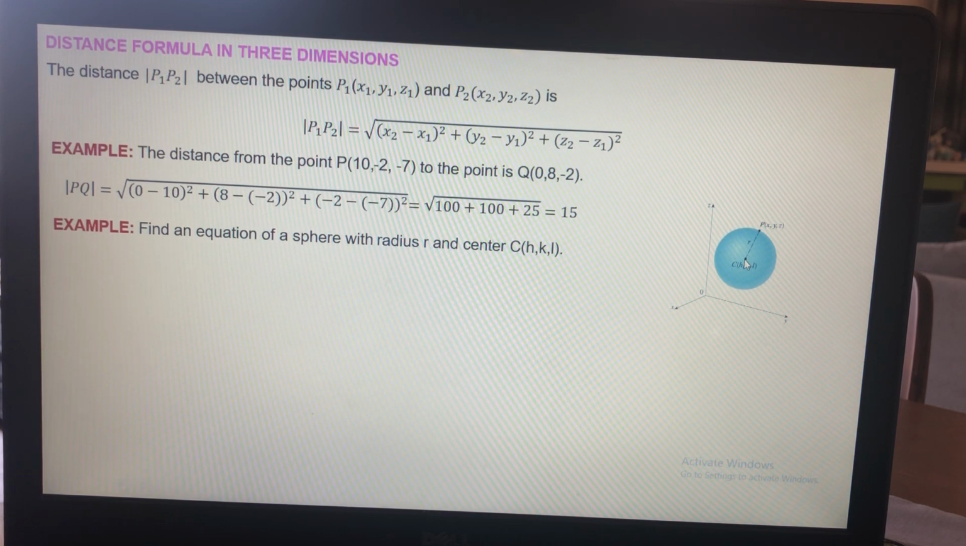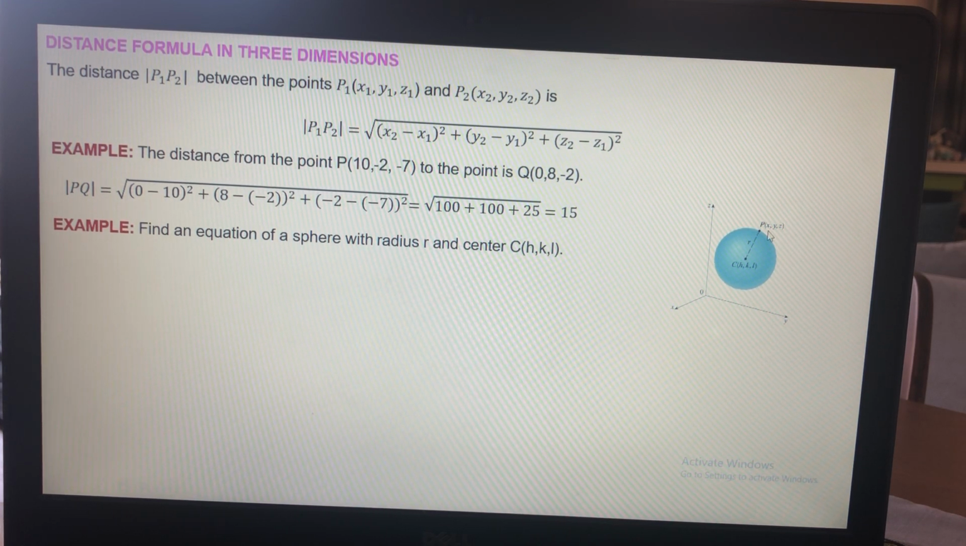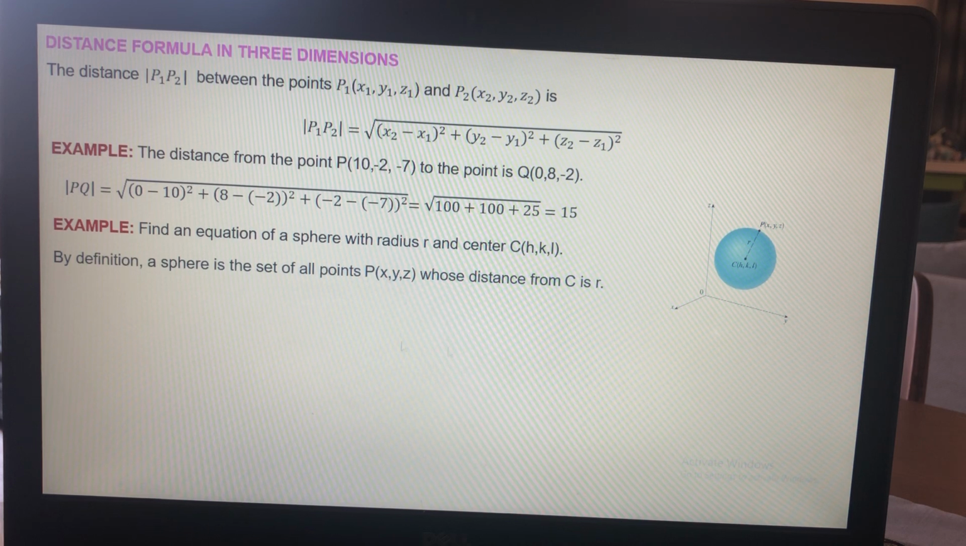Let's say this is the center and this is the radius r, and let's say this point is (x, y, z). You know how to define the distance between P and C, and you know the result of this distance will be r. So let's use the distance formula and make it equal to r, because the distance between P and C is r. Whatever point you take, the sphere has radius r. By definition, a sphere is the set of all points whose distance from C is r.